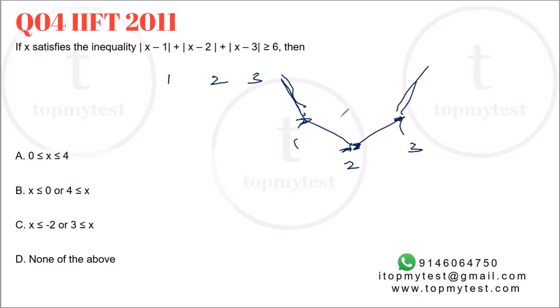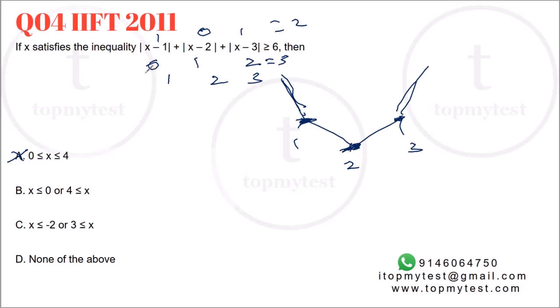Now we know where to find the parts. Now the minimum value will be at x equal to 2. If you put x equal to 2 here, this will become 0, this will become 1, this will become 1. 1 plus 1 will be equal to 2, which is not greater than or equal to 6. So anything which contains 2 in its range should be eliminated. So option A is out. What happens at 1? At x equal to 1, this will become 0, this will become 1, this will become 2. 0 plus 1 plus 2 will be equal to 3.